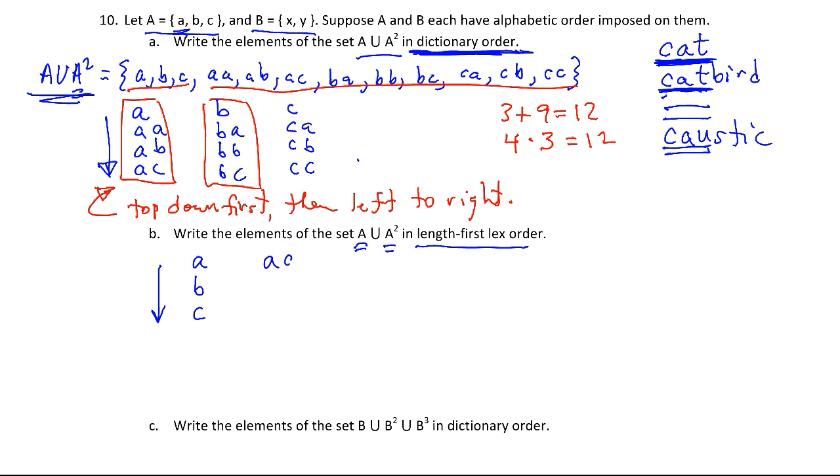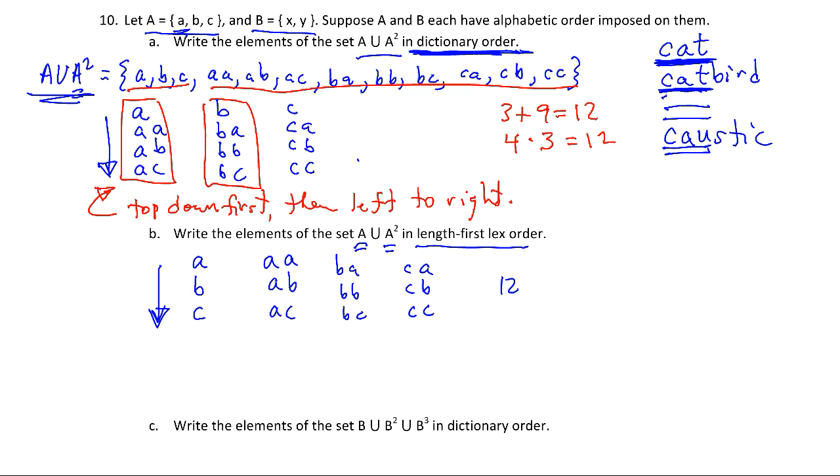So AA, AB, AC, BA, BB, BC, CA, CB, CC. And I put the same arrow here to mean that we're going to go down first and then start in the next column, go down. Okay, so again I have 12 elements.